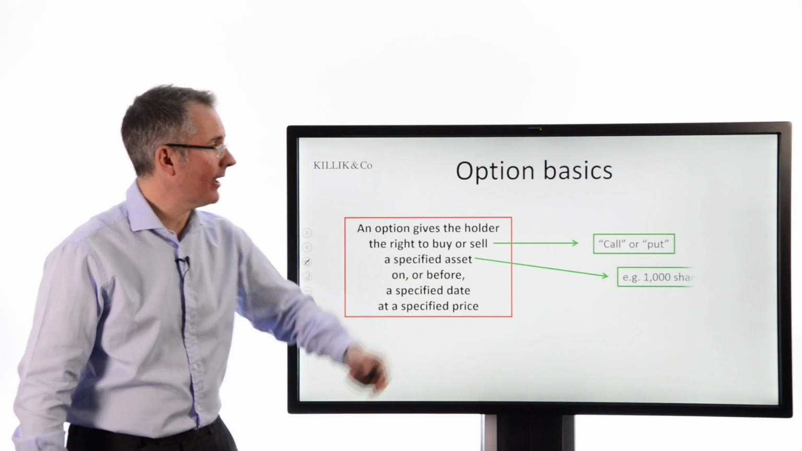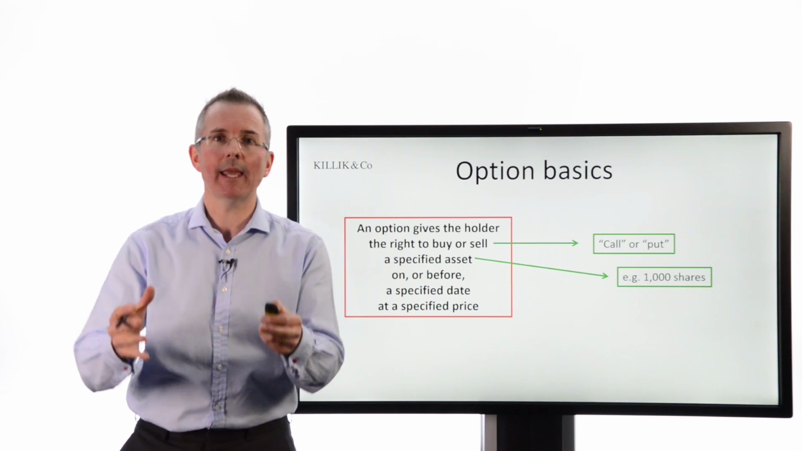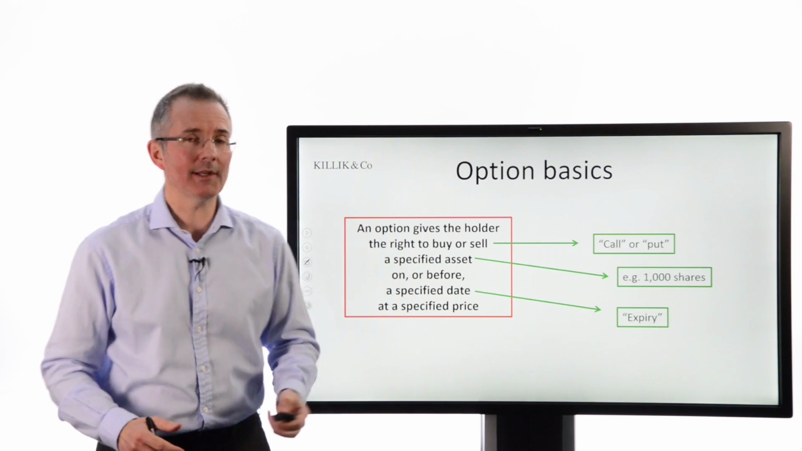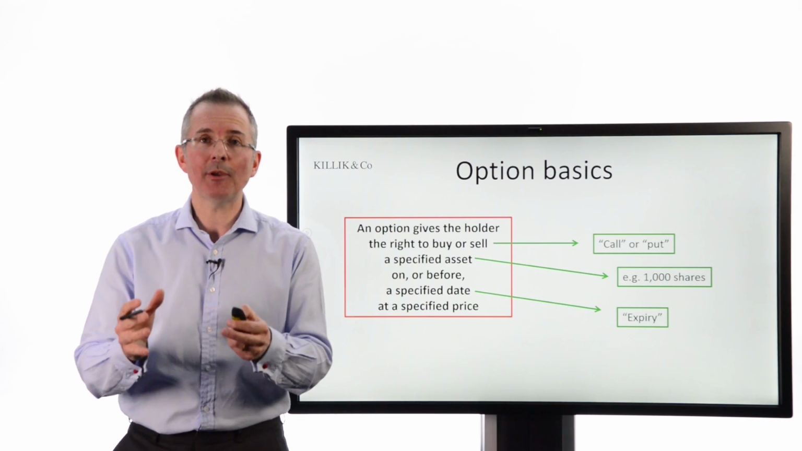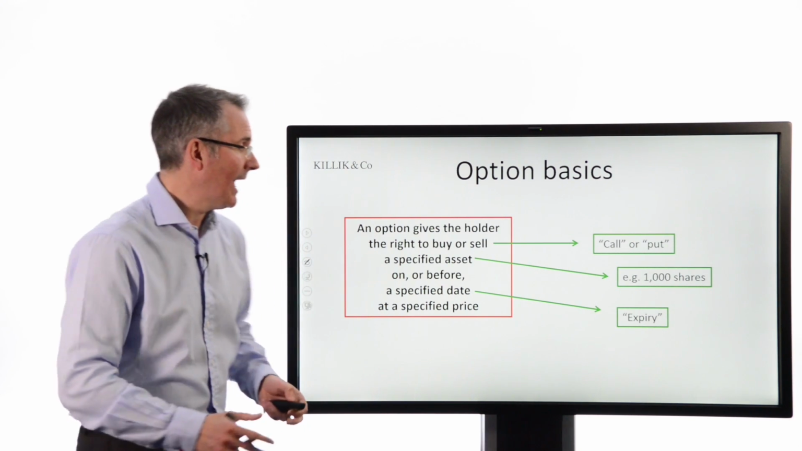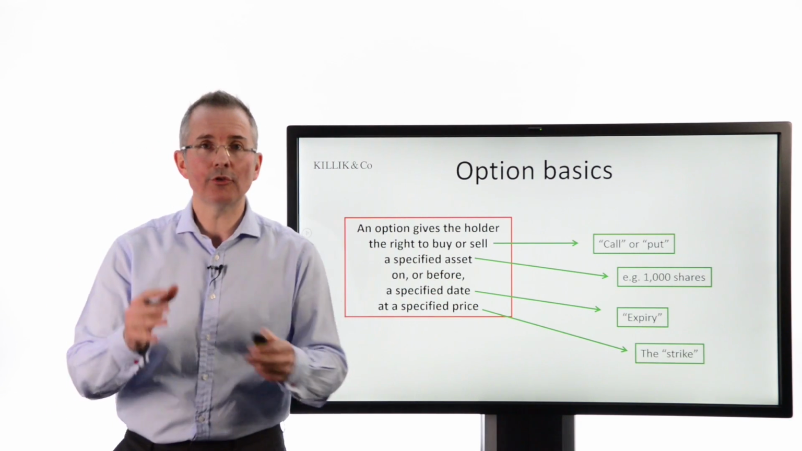A specified asset, that could be anything. Let's deal with, say, 1,000 shares. So the underlying is 1,000 shares, on or before a specified date, known as the expiry date. So this piece of paper doesn't have an unlimited shelf life. It dies at a certain point in time, and at a specified price called the strike.